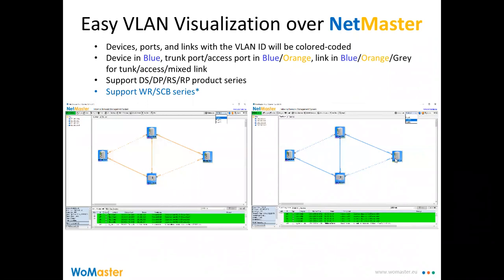And also, devices will be in blue, trunk ports and access ports will be in blue or orange, and links will be blue, orange, or gray for trunk, access, and mixed links. So it's very easy to distinguish the port status, the device status, and the link status. We also support DSDP right now, and ISRP policies are supported. In this version, all the wireless products, including WR and CB series, will be supported in the next version of the master. But this is the easy VLAN visualization feature for the master.